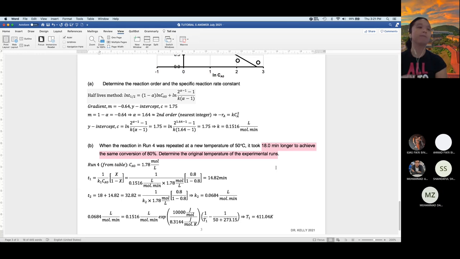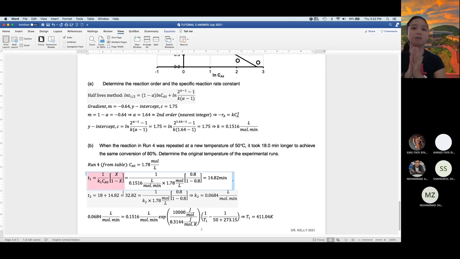Okay, apa maksud dia? So maksudnya apa yang saya buat dulu? Saya cari dahulu sebab dia kata conversion adalah sama. Walaupun suhu berbeza, saya masih nak mencapai conversion yang sama. Maksudnya kalau saya guna reaction time, okay, this part kamu kena ingat pula lah.